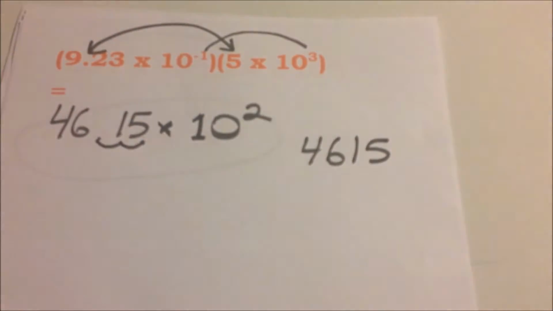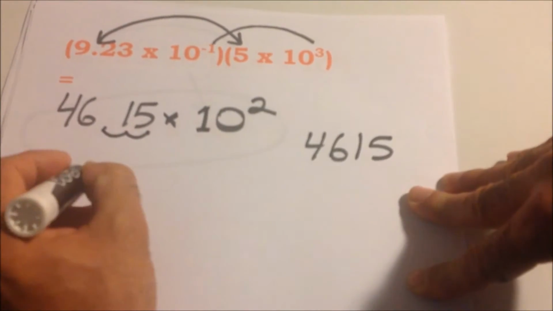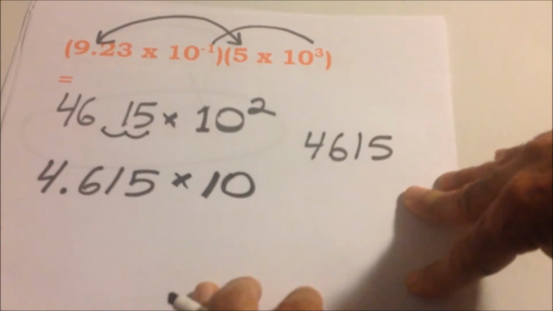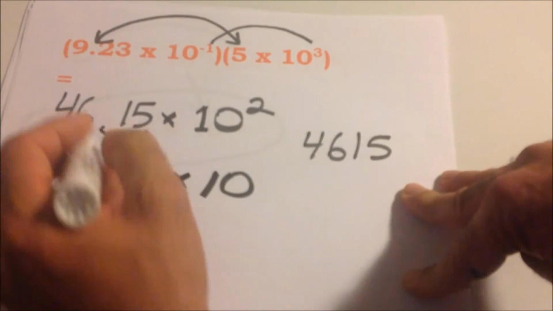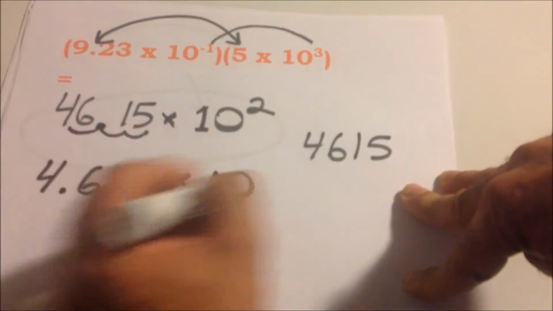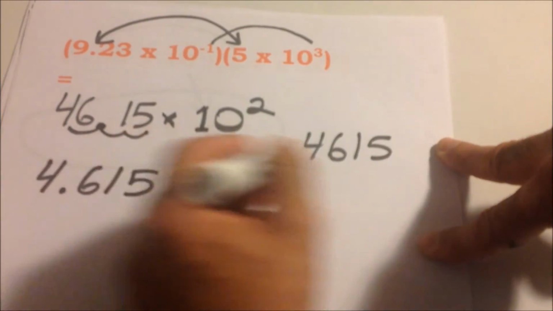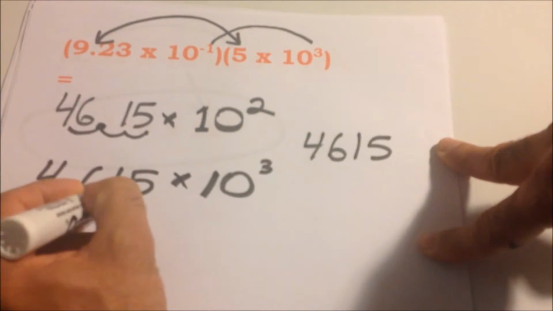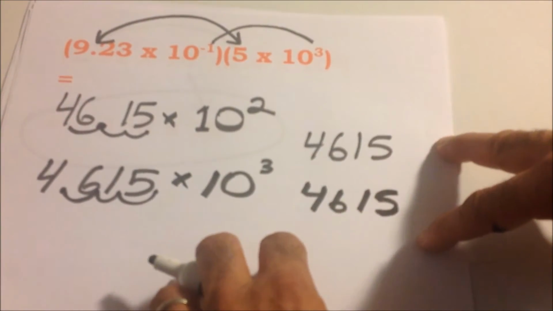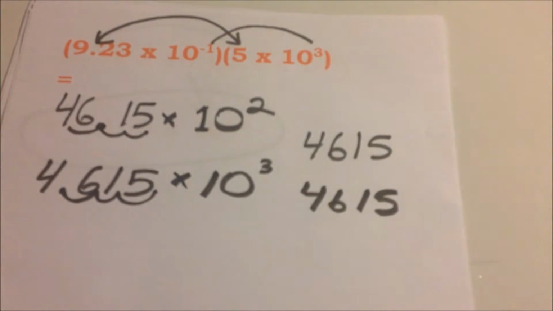But if I said I want the answer in scientific notation, we have to put the decimal there. And now it's not going to be 10 to the second anymore. The decimal was there, but we moved it back 1. So now we have to go 3 times instead of 2 times to get the same number. And let's check. If we move this 3 times, we'll get the same number. It's important to remember, you want to get the same number. So that's in scientific notation.